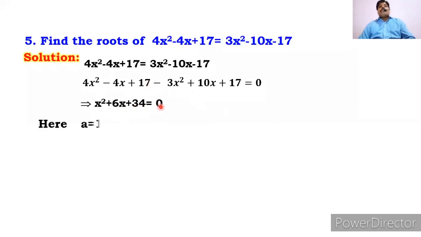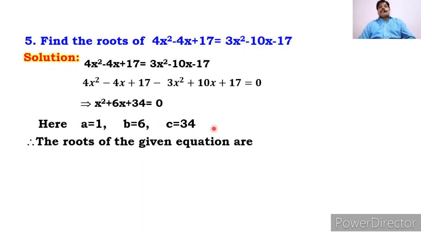Now we have to find the roots of this equation. Here the x² coefficient is a = 1, the x coefficient is b = 6, and the constant is c = 34. So how do we calculate the roots of the given equation? What is the formula? x = (−b ± √(b² − 4ac)) / 2a. You already know the values, so replace them here.